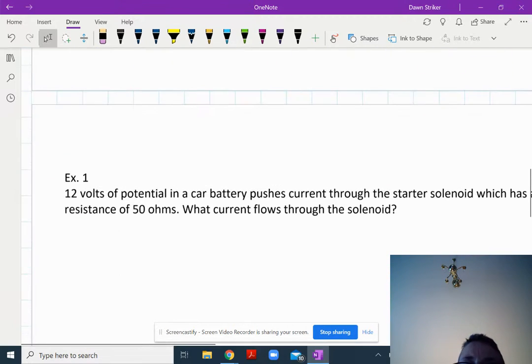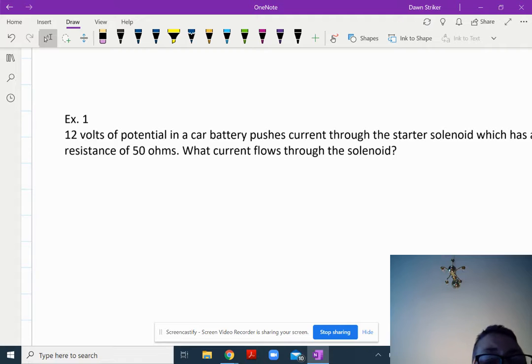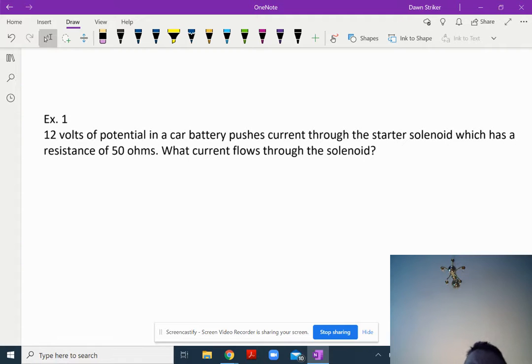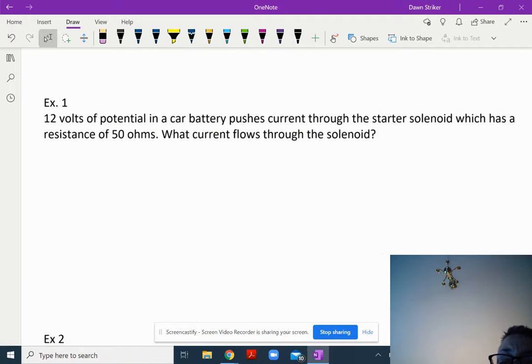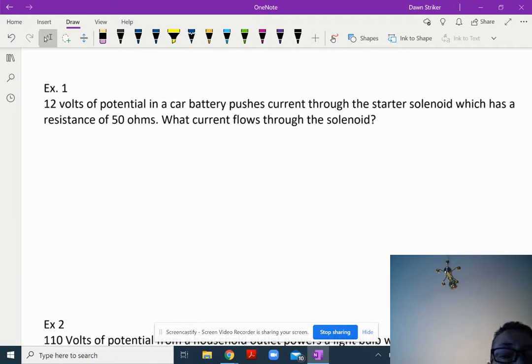I'd like to do a couple of examples. I'm going to encourage you to always draw a picture when you're doing an Ohm's law problem. Always, always, always draw a picture. The systems will eventually get more complicated, so if you develop good practice skills in drawing your pictures, you'll be ready for those.